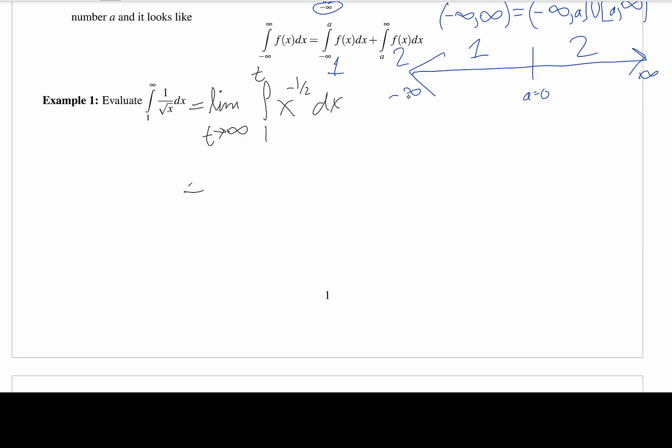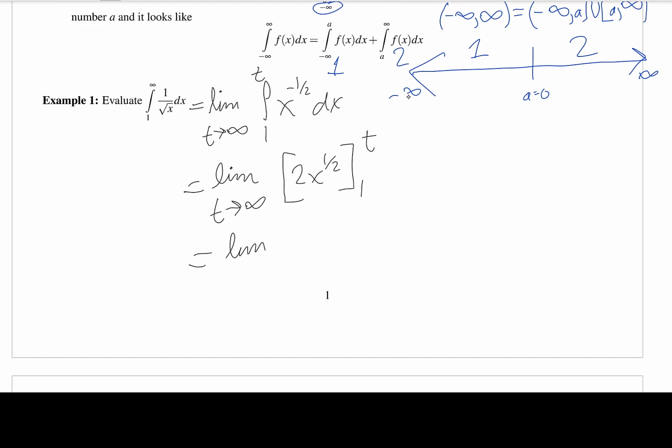Now, we don't even mess with this limit until we get to the end of the problem, usually. I'm just worried about calculating my integral right now. Well, I know that this is just going to be power rule. So I add 1 to the exponent, I get x to the 1/2, and then I divide by 1/2. So I get 2x to the 1/2 evaluated from 1 to t.